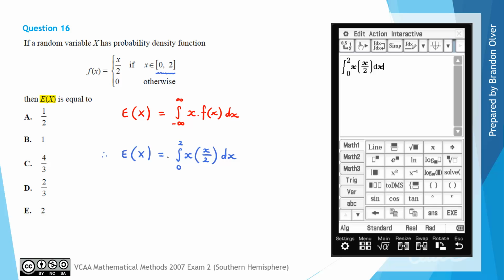Then we just need to integrate that with respect to x, and hitting OK or the execute button will give the expected value of 4 on 3. So from the calculator we found that that was equal to 4 divided by 3. So that makes C the correct option for this question.